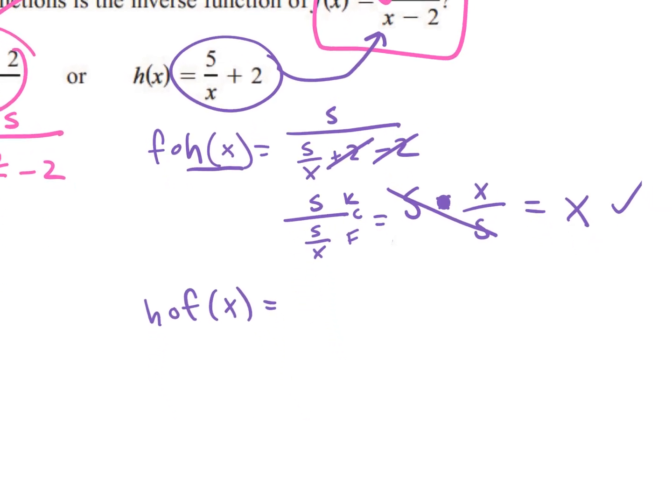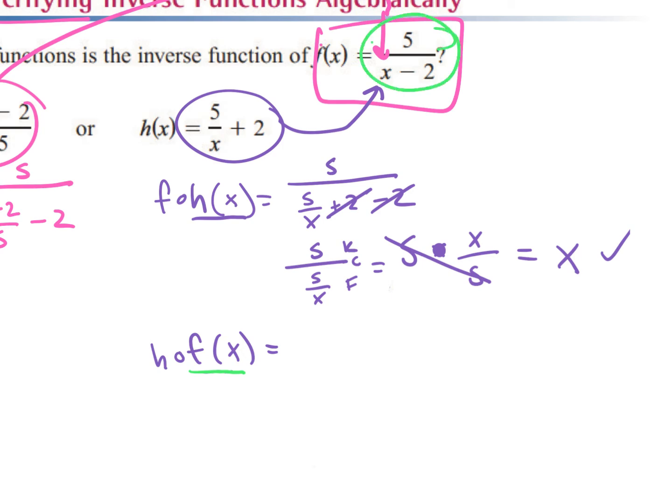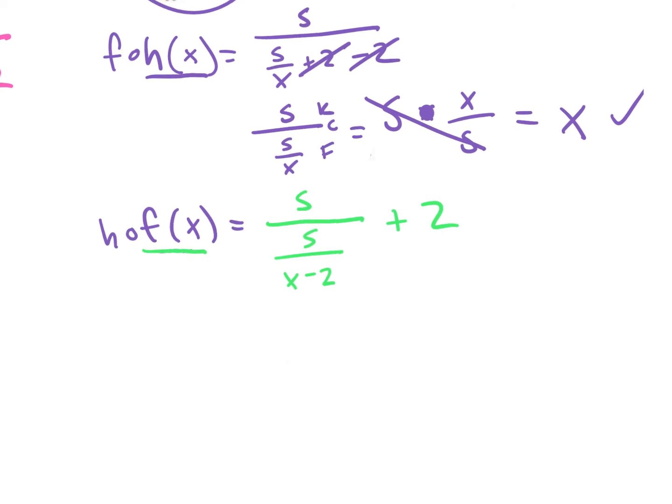Now let's check h of f of x. Since f is on the inside, I'm going to take f and plug it into the x in h. So I have 5 over my entire function f, so 5 over x minus 2, and then plus 2. So let's work with our fraction first and see if we can simplify things. Again, when I have a fraction and a fraction, keep the top, change to multiplication, and flip the bottom. Keep, change, flip. So 5 times, flip the bottom fraction, so x minus 2 over 5, plus 2.